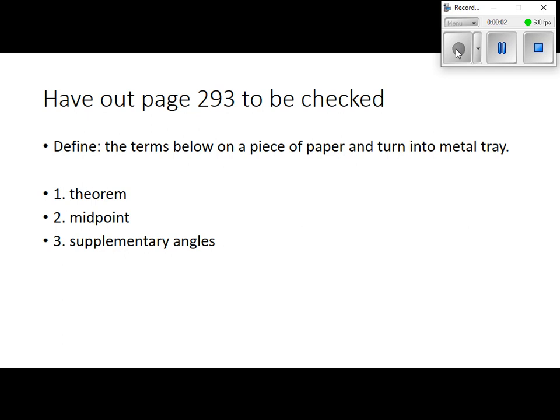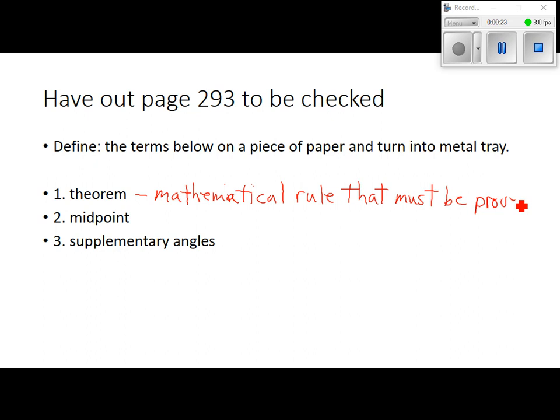All right, on the quiz, theorem. A theorem is just a mathematical rule that must be proven true. Remember, a postulate or an axiom or corollary is a mathematical rule that we just take for granted is true.